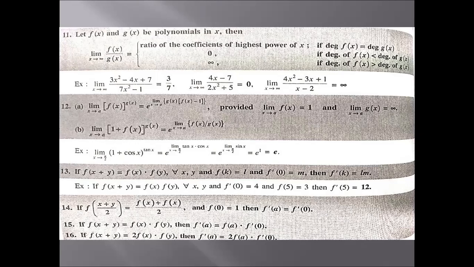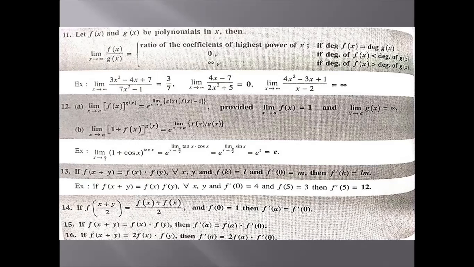Because the degree of f(x) and g(x) are both equal. And the limit as x tends to infinity of (4x - 7)/(2x² + 5), that is the second case, the answer is 0. The limit as x tends to infinity of (4x² - 3x + 1)/(x - 2) is equal to infinity, that is, the degree of f(x) is greater than the degree of g(x). That's why the answer will be infinity.